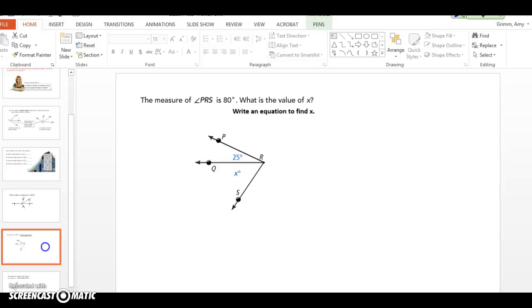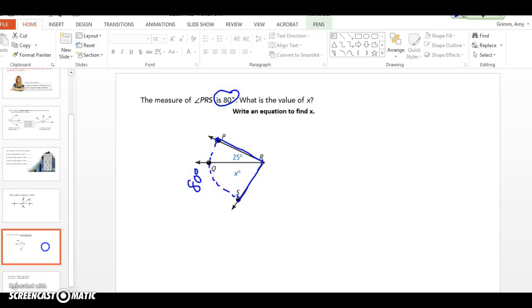All right, so our angle is PRS. This is saying it's 80. So this whole thing right here is 80 degrees. How do you think we can write an equation to figure out what X is? Notice that we're moving into the equation world. I realize some of you go, oh, I know what the answer is, but they're going to get harder, so we want to be able to write that equation for it.